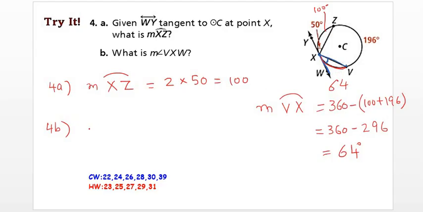If this arc is 64, how can I get the value of the angle VXW? This angle will be half of 64. It is going to be 32 degrees. Clear? Some questions have many steps, so you have to understand how to get the value of the angle and the intercepted arc, because they have a relationship with each other, right? That's it. Let's start the next question.